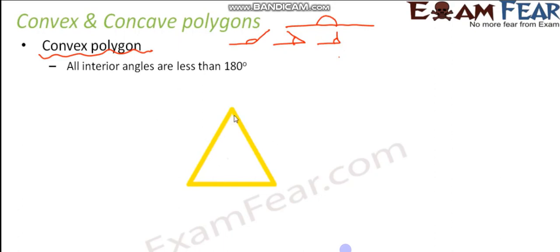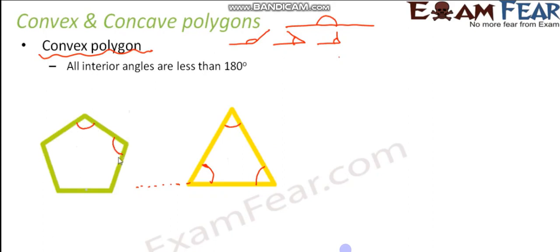You can look at this triangle. Now what are the interior angles? This one and this one. All of these are less than 180. Even this one is less than 90 degrees. So here all of them are less than 180 degrees. Look at the pentagon. What interior angles do we have in this pentagon? This, this and this. All of them are less than 180 degrees.